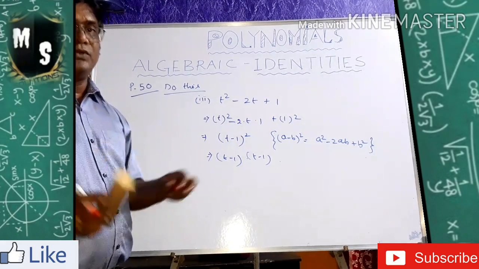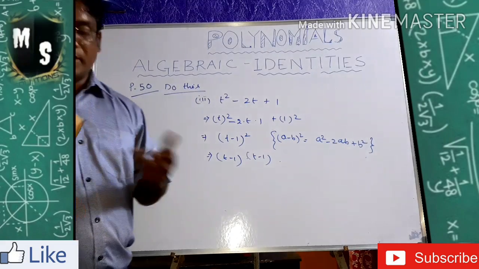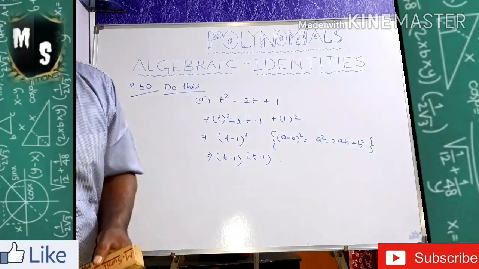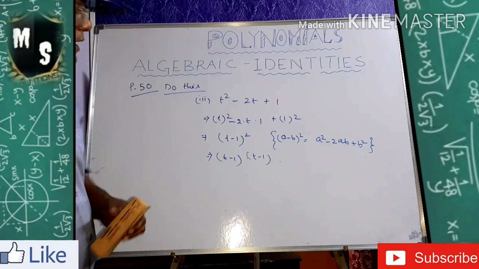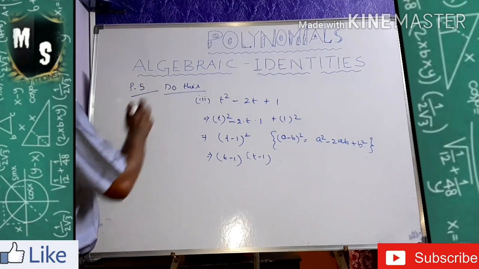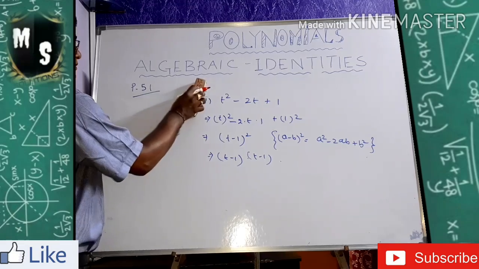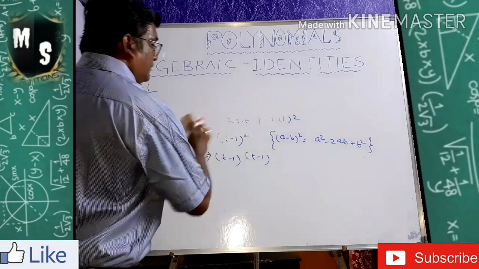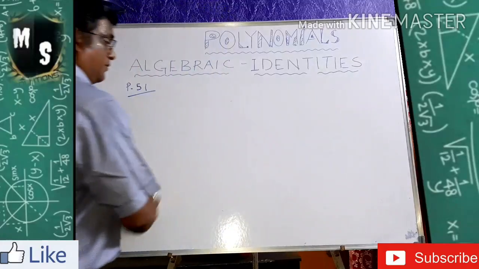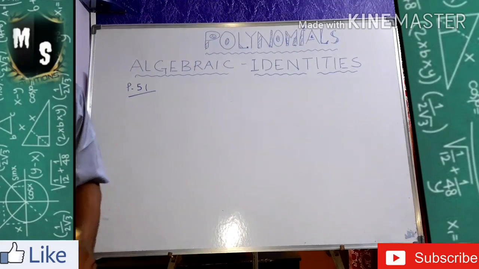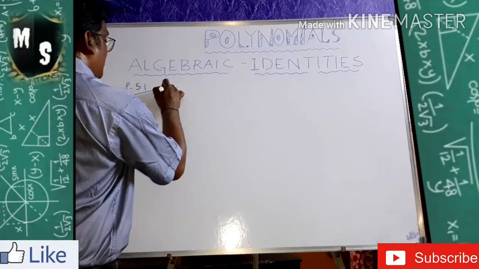So I hope you understood how to factorize by utilizing the formula. Another sum I am doing for you, that is on page number 51. I am doing page number 51 for you. See now, the sum is example number 19. I am doing example number 19 for you.